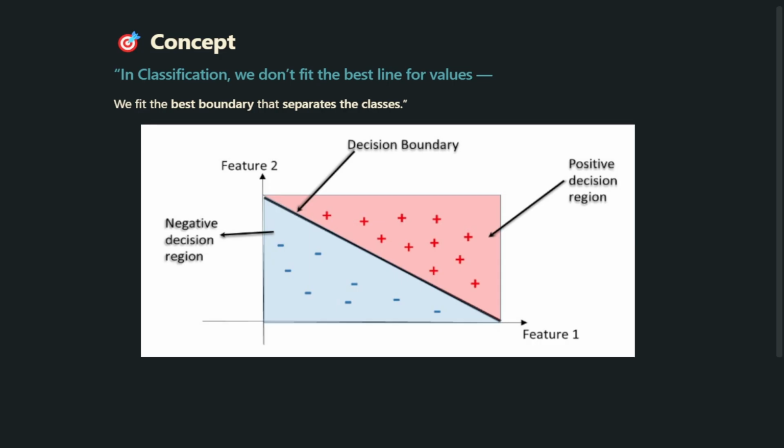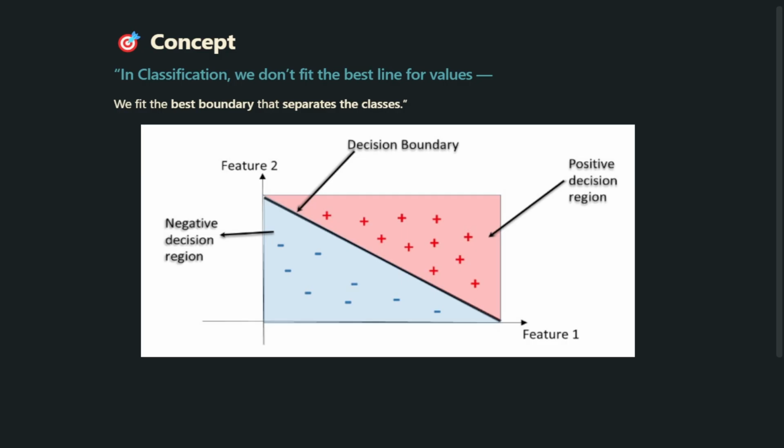Now here's the key idea. In classification, we are not trying to fit the best line for values like regression. Instead, we try to fit the best boundary that separates the classes. As you can see in this diagram, all the points with a plus sign fall on one side and the minus signs fall on the other. The line in the middle is called the decision boundary. On one side of the boundary, we have the positive region, and on the other side, the negative region. This is how classification works, by drawing boundaries that clearly separate the classes.